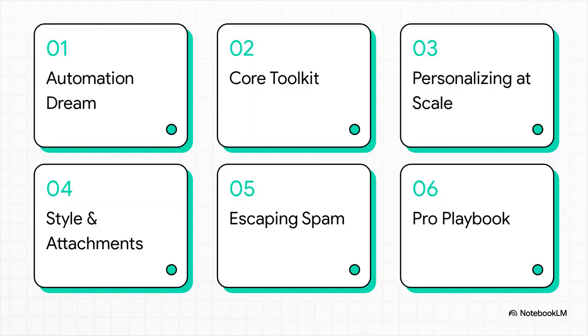Here's the roadmap for today. We're going to follow the entire journey. We'll start with the big dream of automation. Then we'll build our very first script with Python's core tools. After that, we'll figure out how to personalize it, add some professional style, and then we'll tackle the biggest hurdle of them all, deliverability. And finally, we'll unlock what I like to call the professional's playbook for getting your emails where they need to go.